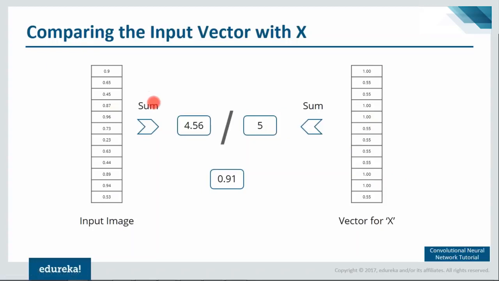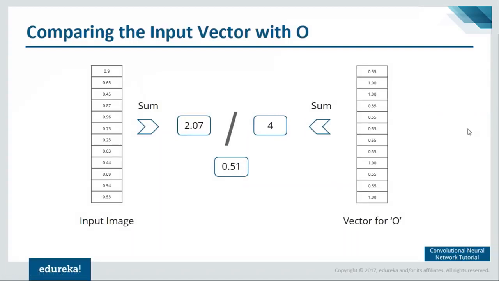And now I'm going to sum the corresponding values of my input image vector as well. The first value is 0.9, then the fourth value is 0.87, fifth value is 0.96, 10th value is 0.89, and the 11th value is 0.94. After doing the sum of these values, I've got 4.56. When I divide this by 5, I got 0.91. Now this is for X.